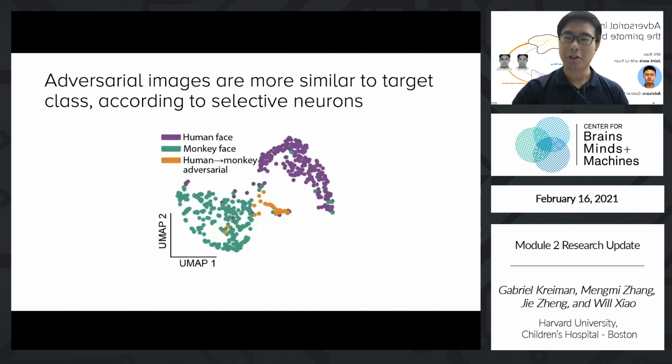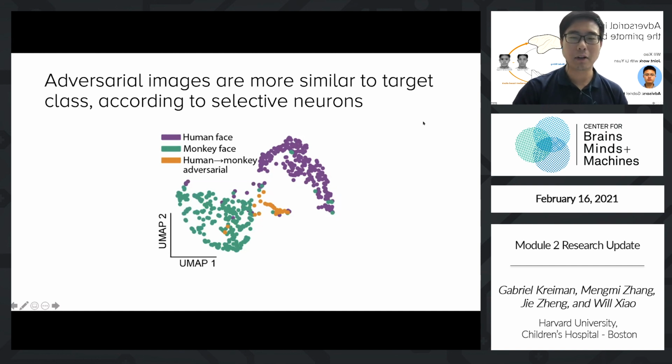So first, I'm going to show one example array recorded from one monkey. This is a UMAP visualization of the responses of maybe 20-something neurons. And you can see that the clean human face images are clearly separated, whereas the human to monkey adversarial images are already less similar to the human images and more similar to the monkey images. And of course, one caveat of UMAP is that it's not linear.